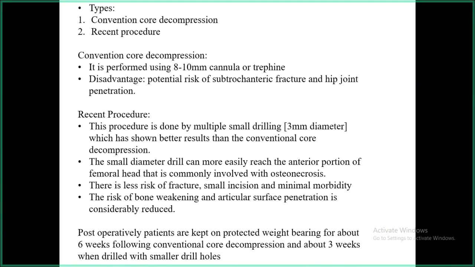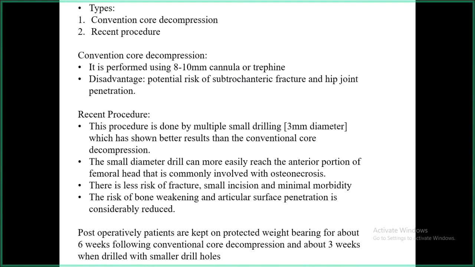There are two types: the conventional core decompression, which is with the wide bore cannula, and the novel one, which is done by K-wire or Steinmann pin or small diameter cannula. Conventional core decompression is performed using an 8 to 10 mm cannula or trephine. The disadvantage of conventional core decompression is the potential risk of subtrochanteric fracture and hip joint penetration because of the wide bore penetration on the lateral cortex of the femur.